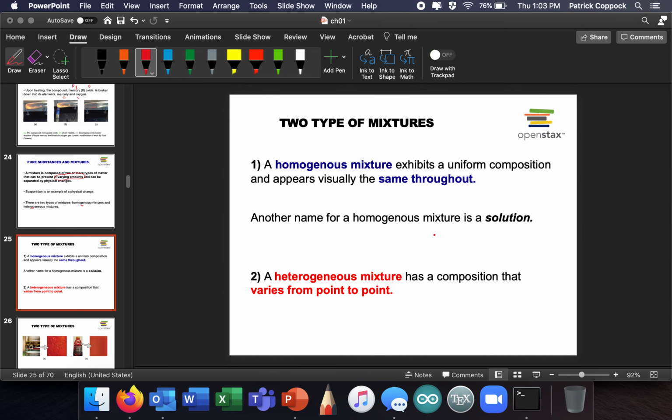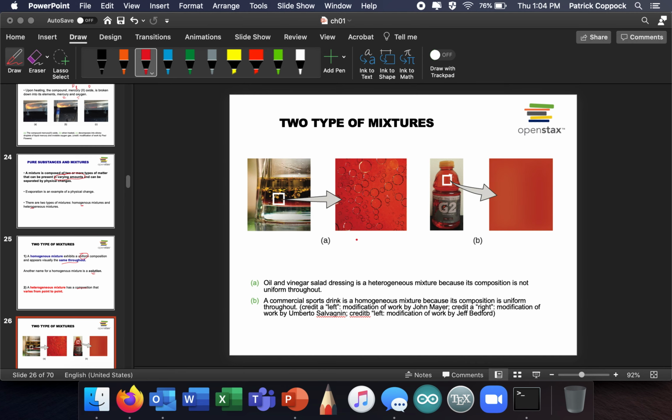A homogeneous mixture exhibits uniform composition. That's really the key word here. And it's the same throughout. Another name for a homogeneous mixture is solution. By far and away the most important mixtures we're going to be interested in this semester are homogeneous mixtures. Heterogeneous mixtures have compositions that vary from point to point, and they're less interesting to us.